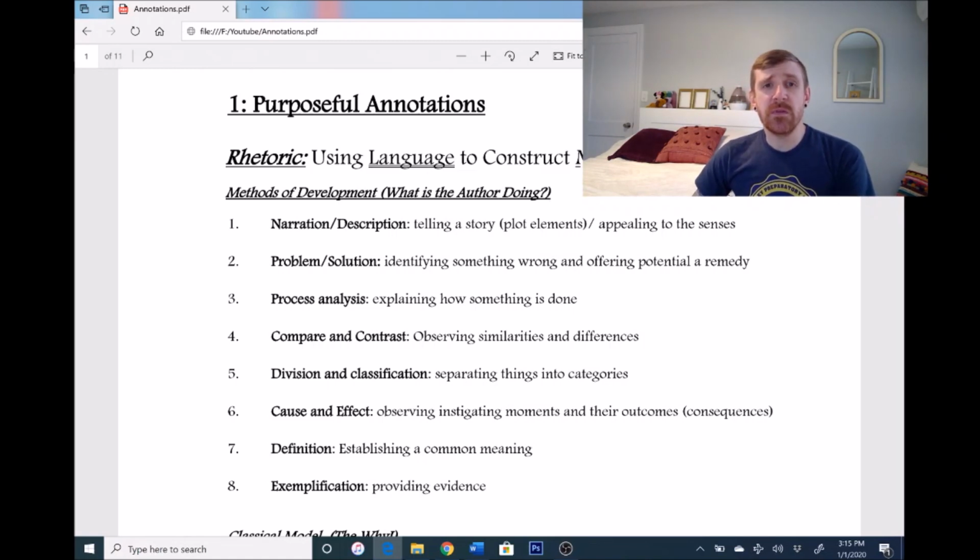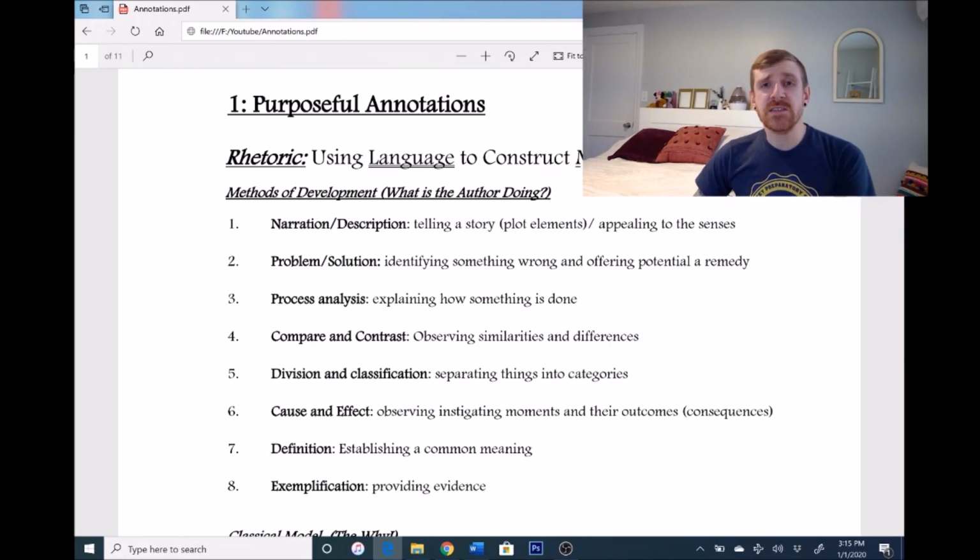But what I'll do is, before I read a selection with my students, or actually I'll have them read it through once and break it into sections, we'll go back, and before we provide other annotations, what we're going to do is we're going to actually define these terms here. So I'll use narration and description, and they'll have to memorize these definitions. I'll use problem and solution. I'll use process analysis, compare and contrast, division and classification, cause and effect, definition, and exemplification.